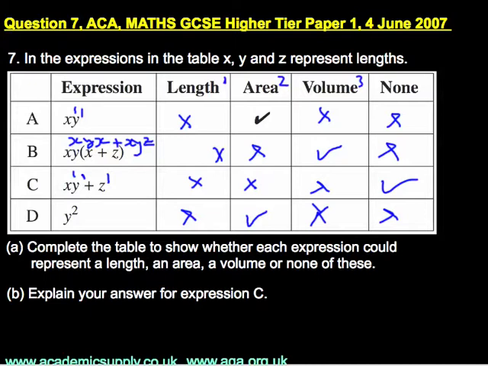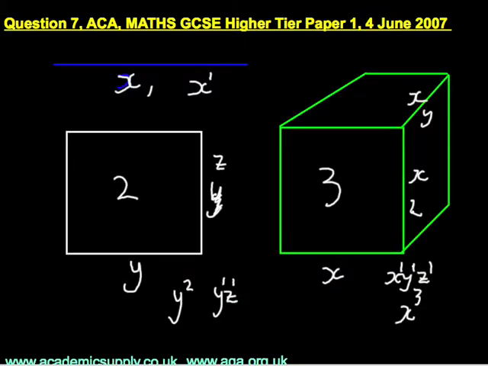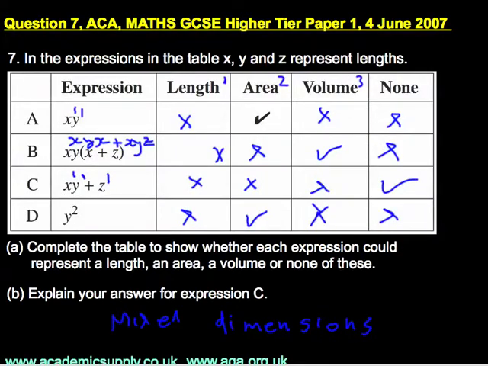And also it says explain your answers for expression C, where we've already done that. It's because there's mixed dimensions there. So it doesn't give you a length, area, or volume. It couldn't give you any of these that we discussed here. And that's the end of question 7.